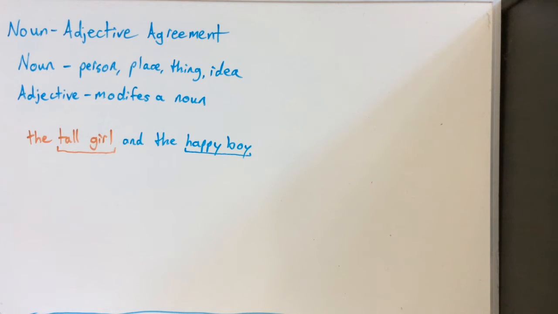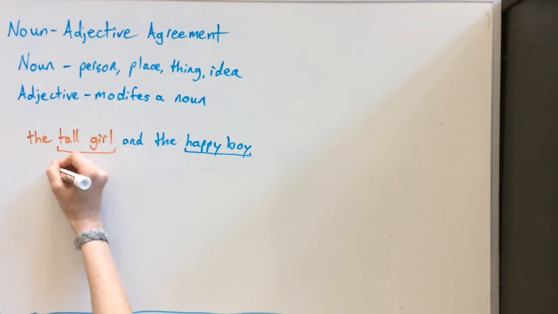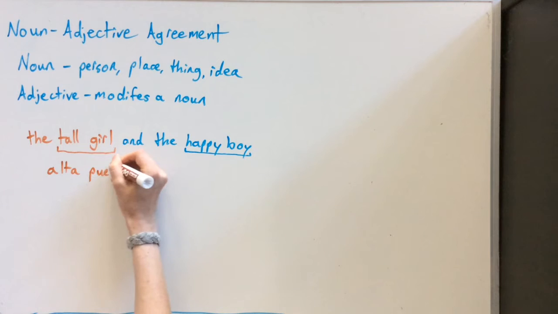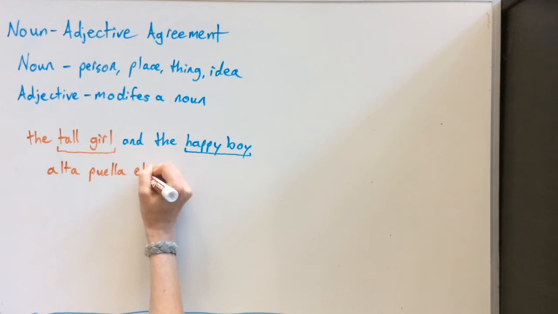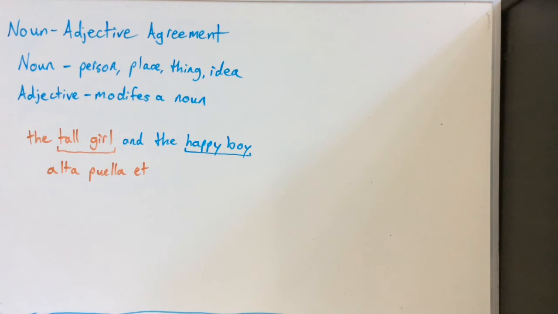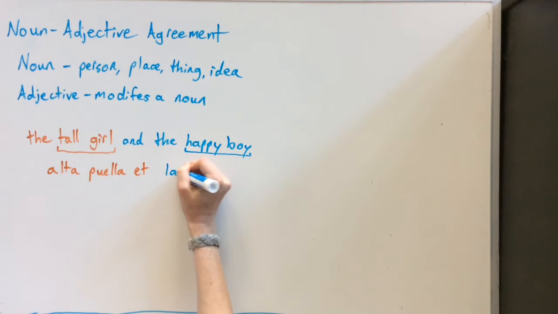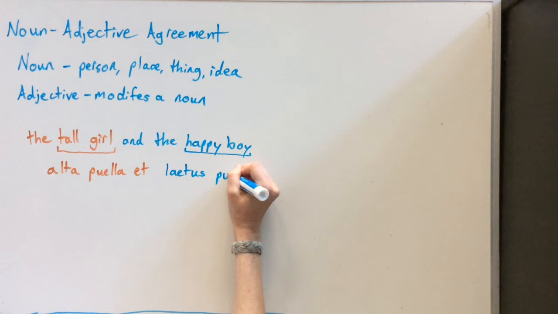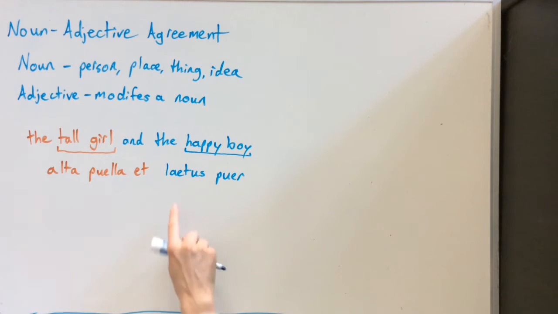And if we translate it into Latin, we can preserve that word order. So we could say the alta puella et the laetus puer. So again, we have the happy boy and the tall girl.